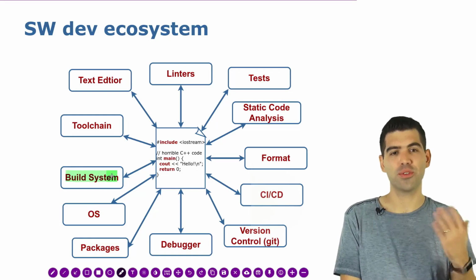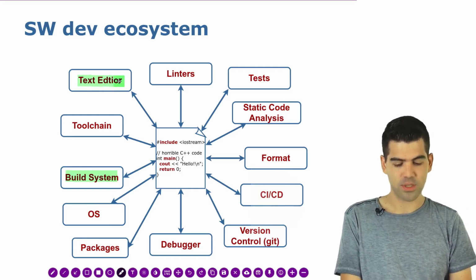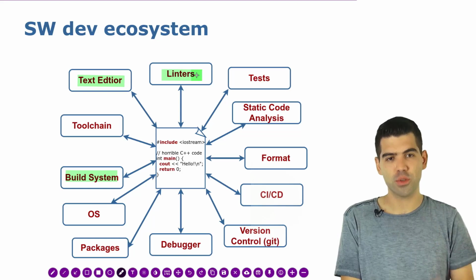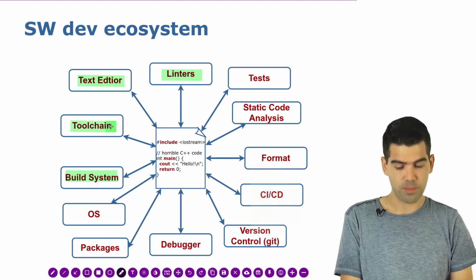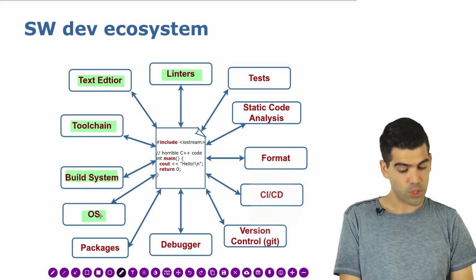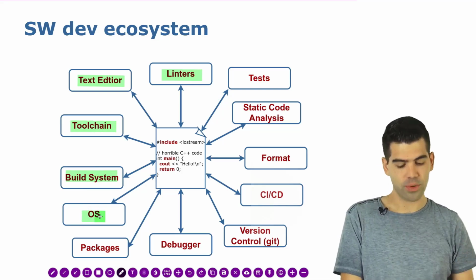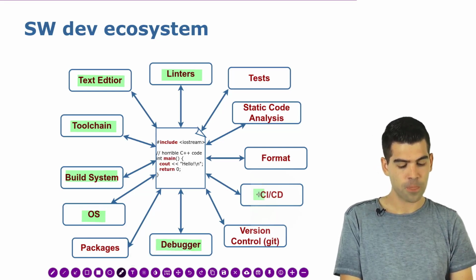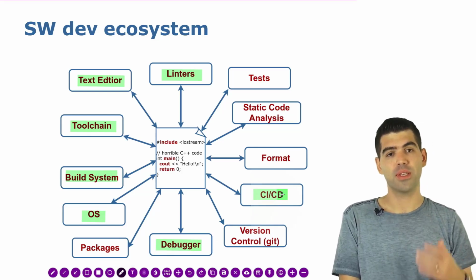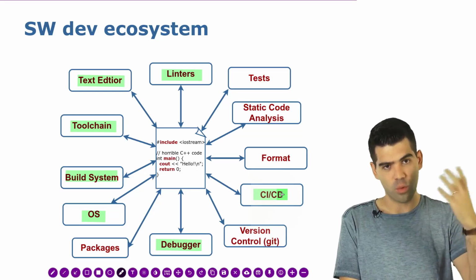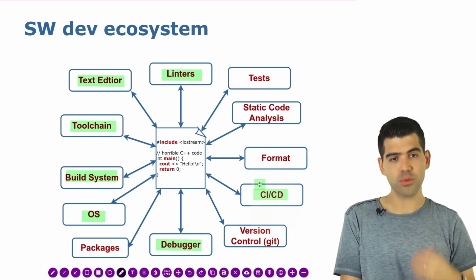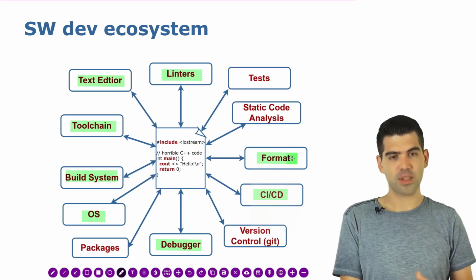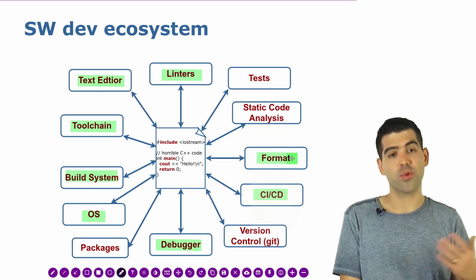There are many other tools around software development, like the text editor, the one you use to write your code, linters that can lint through your code and tell you about errors you might have in the future, the toolchain you're using depending on the target system, for example which operating system you are developing for, packages, the debugger, which we might cover in a future tutorial, and continuous integration and continuous development, which allows you to test your software on a web service platform to make sure that everything is working, formatting tools, and so on. So basically, these are some of the tools you might use when you're writing software.